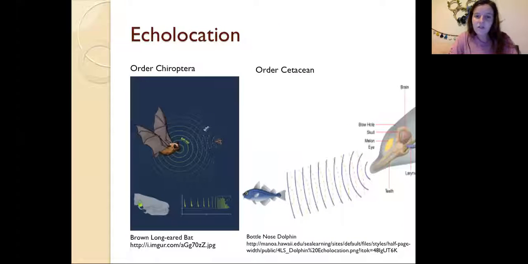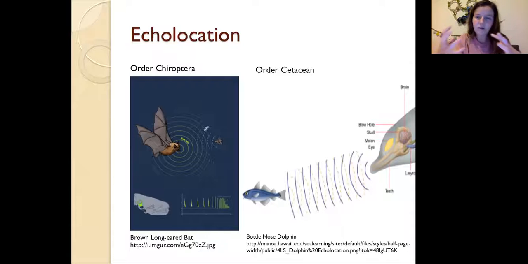So echolocation is incredibly interesting, in my opinion. So there's actually two orders that you can find this in. That would be the order Chiroptera, which would be your bats, and then the order Cetacea. So a basic summary of echolocation would be a sound that's radiated into the environment, and then the animal will actually send that out and wait for this rebound to either locate their prey or to understand their surroundings. So it can kind of work similar to sonar if you think about the bat.